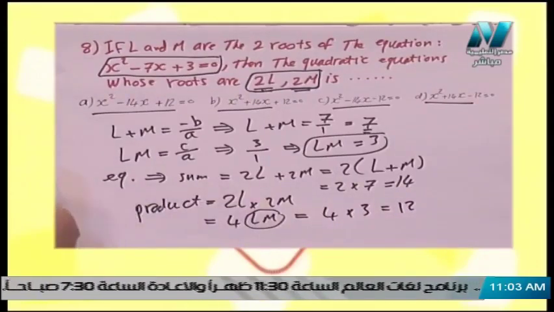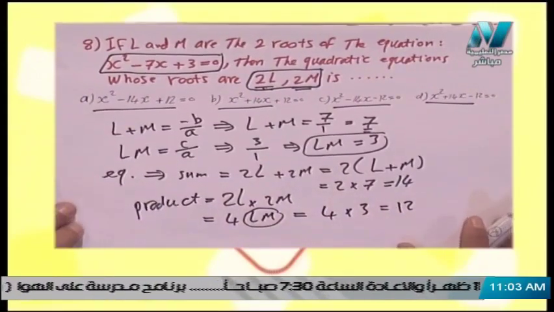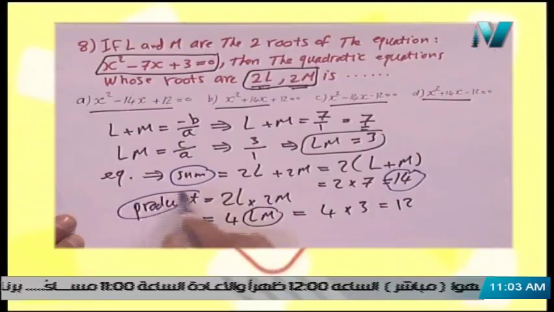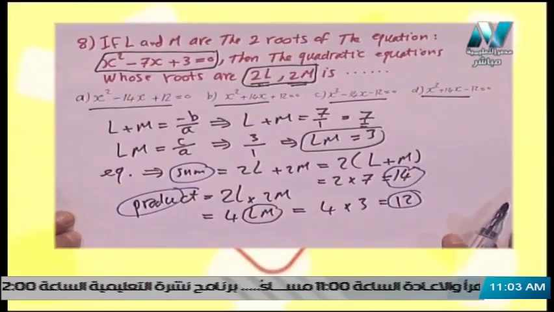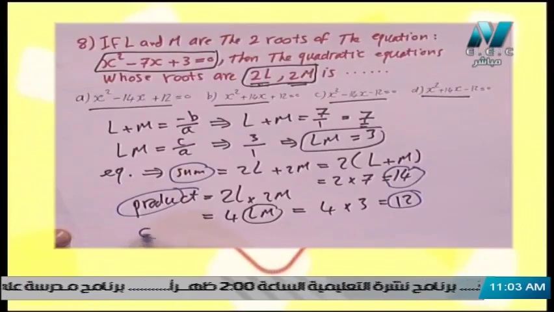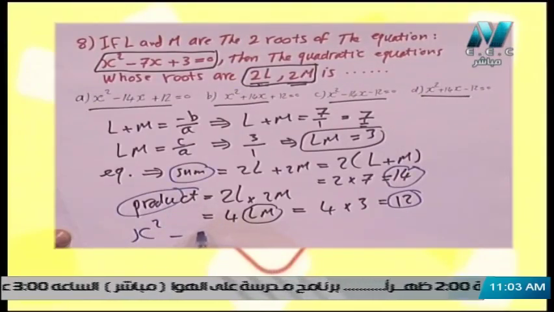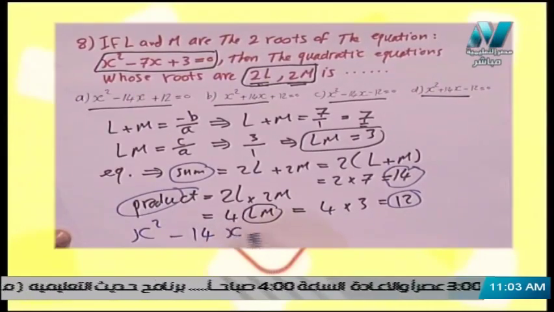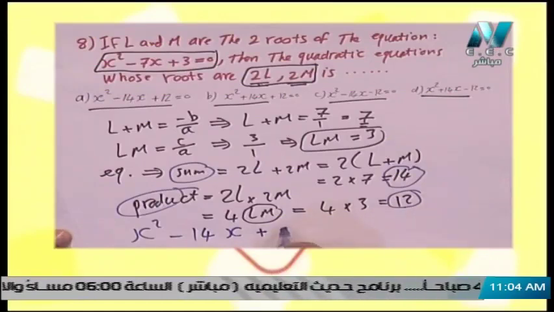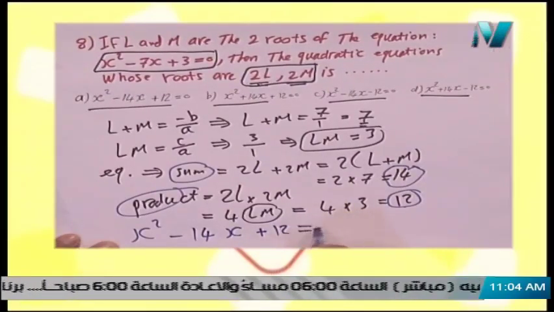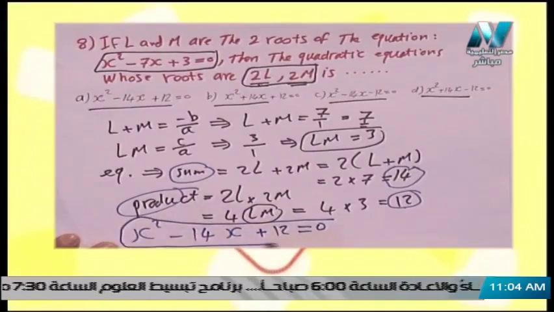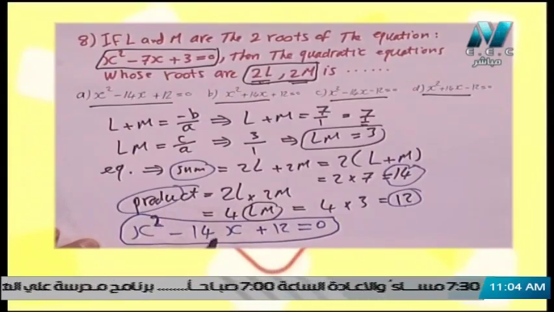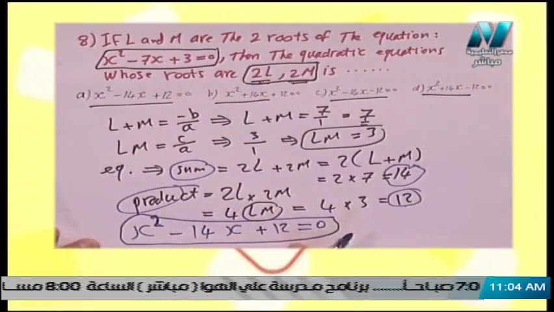So we have the new equation. The sum equals 14 and the product equals 12, and we know the rule: x power 2 minus the sum, which is 14, multiplied by x plus the product, which is 12, equals 0. So the new equation equals x power 2 minus 14x plus 12 equals 0.